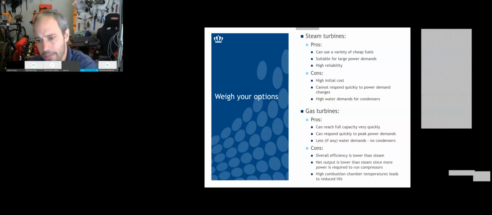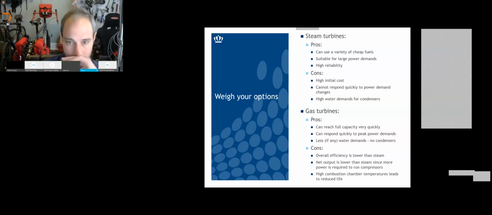Also, very high combustion chamber temperatures lead to increased wear. As we get better materials, you might think, well, we're not going to have as much wear, and that's true. We might not have as much wear, but we're not there yet. So there's that to deal with as well.